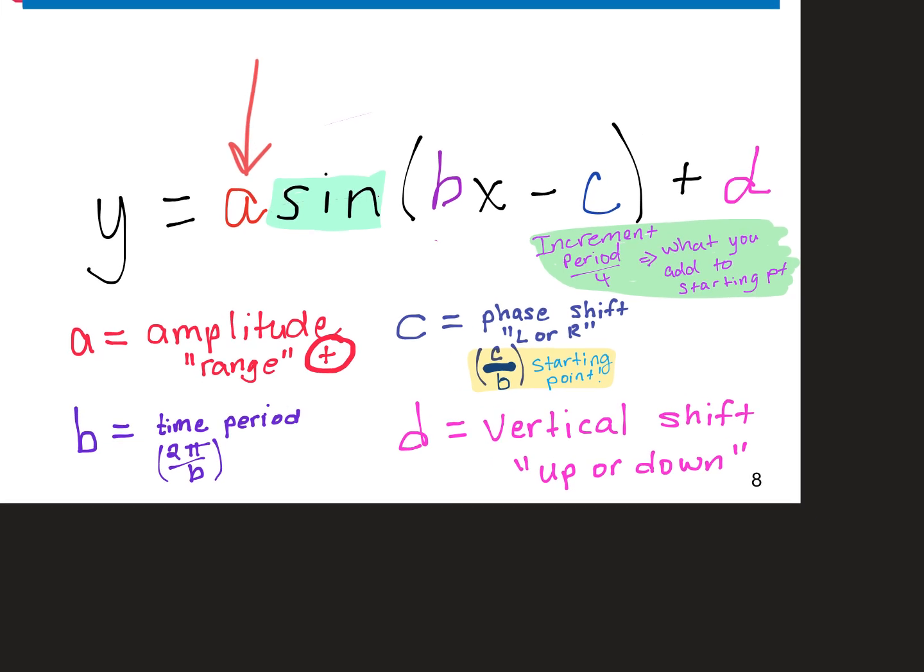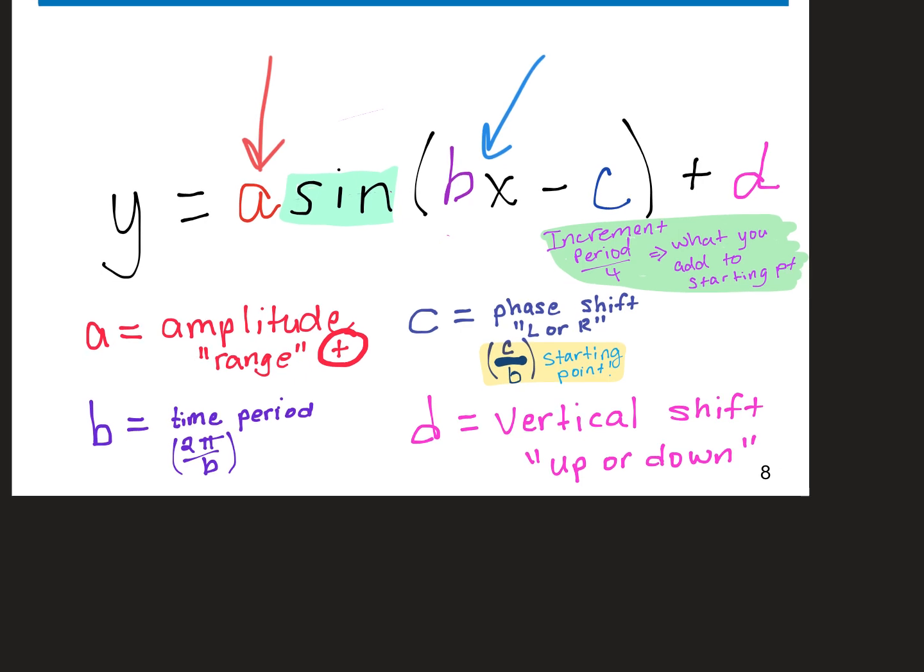Then we're going to talk about the B. B is the number that's right in front of x. It's being multiplied by x. That's going to tell us the time period. How do we find the time period? You take 2 pi divided by the B. And we'll talk about this a little more. Phase shift and vertical shift, we're not going to talk about right now.